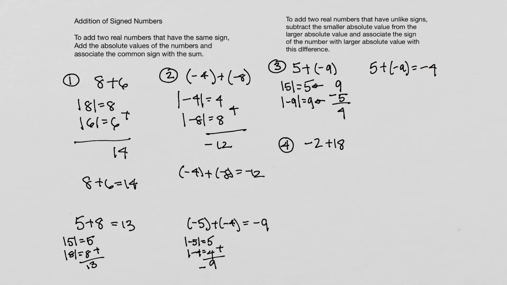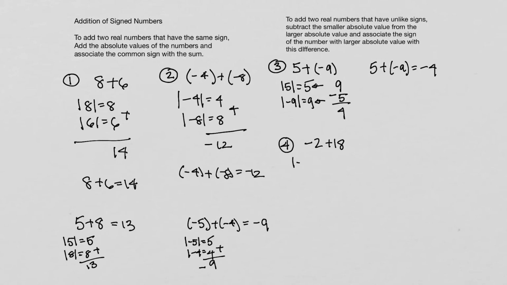How about this one here? Let's add together negative 2 and 18. So these are two numbers that have unlike signs. This one's negative, this one's positive. So the rule tells us to subtract up here, right? Subtract the smaller absolute value from the larger absolute value. So again, we need absolute values.